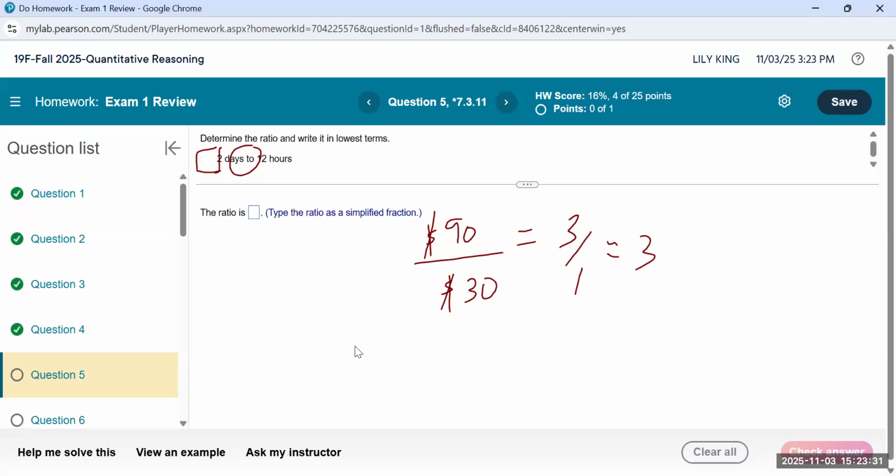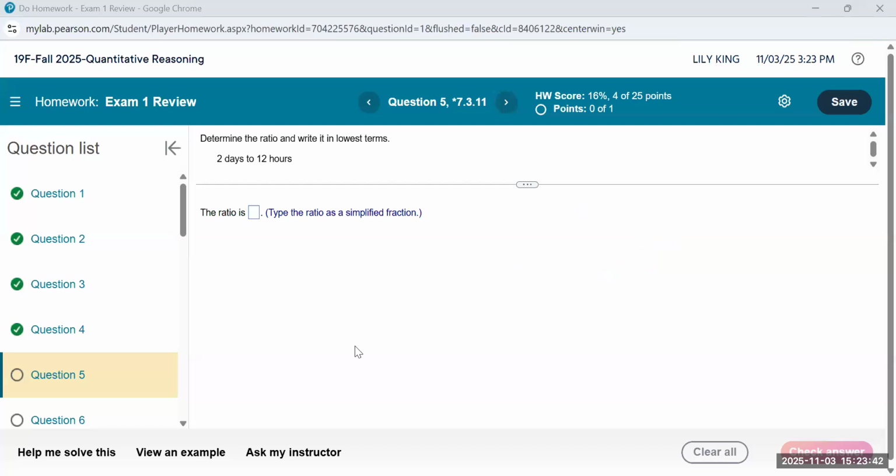All right, the next one is 2 days to 12 hours. We have to write this as a ratio in its lowest terms. As always, the quantity before the "to" statement will always be on top, and the quantity after the "to" statement will always be at the bottom. But here we have to check the units. In order to make a fair comparison, you have to make sure the units are the same before you divide. Days and hours are two different things. One way we can look at this is by keeping all of them in hours.